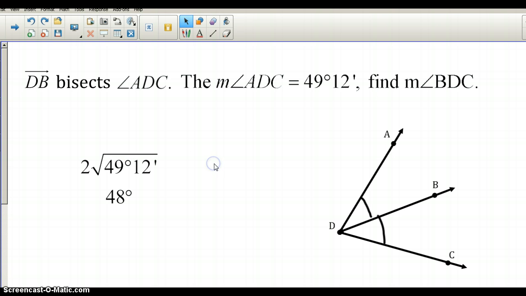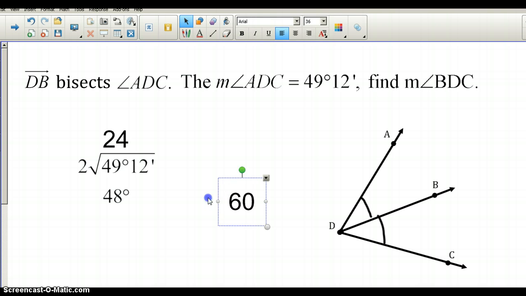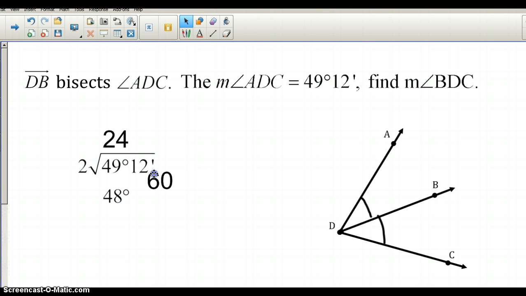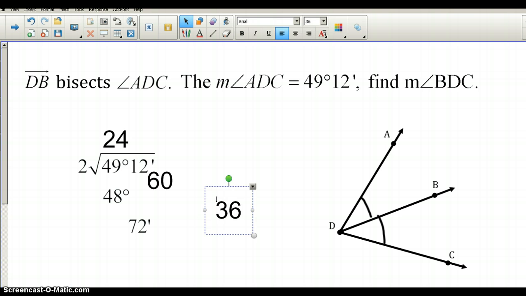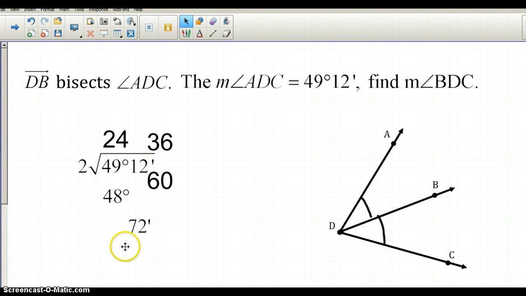24 times. Right? So it only goes in there 24 times, which leaves us with 48. When I subtract these, I have an entire degree. So I'm going to take 60 seconds and move it over here. So when I take the 60, it's 60 plus 12, which is now 72. And 2 goes into 72 36 times. So my final answer would be 24 degrees 36 seconds.